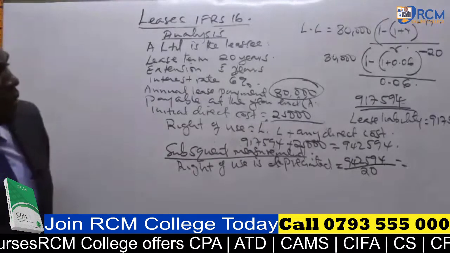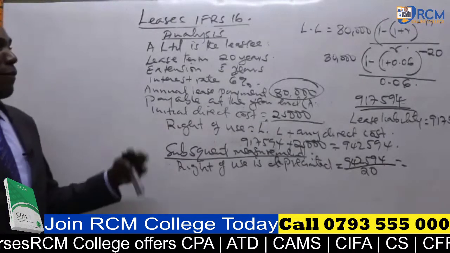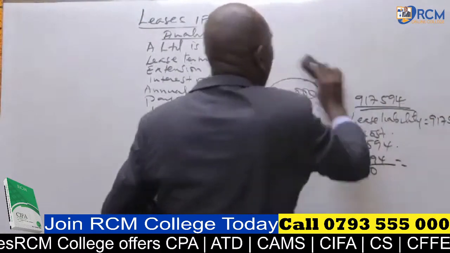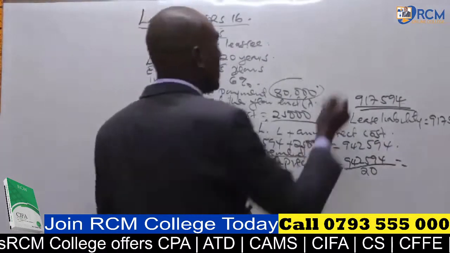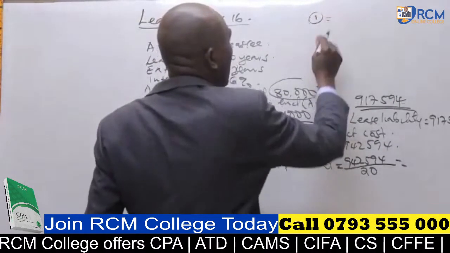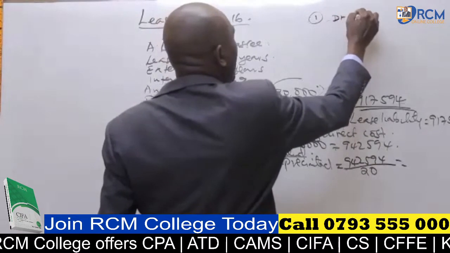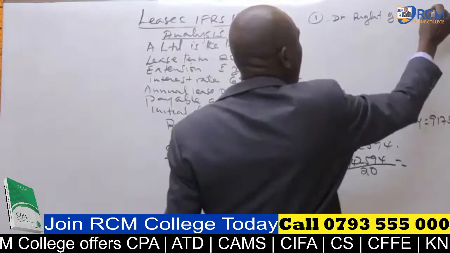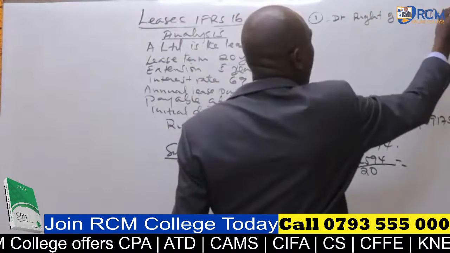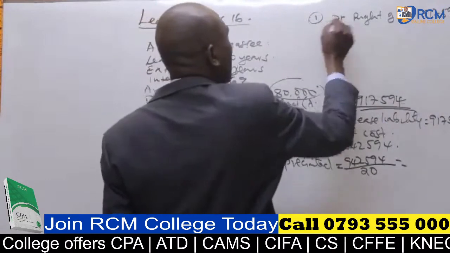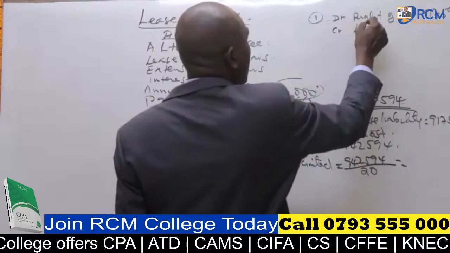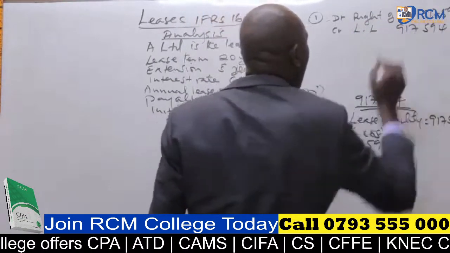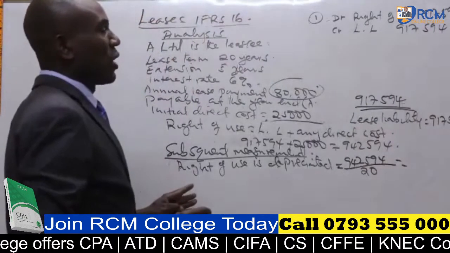Now, the journal entry, if you want us to do the journal entry. Journal entry number one will be: debit right of use with 917,594, then I credit lease liability with 917,594. That is on initial recognition.